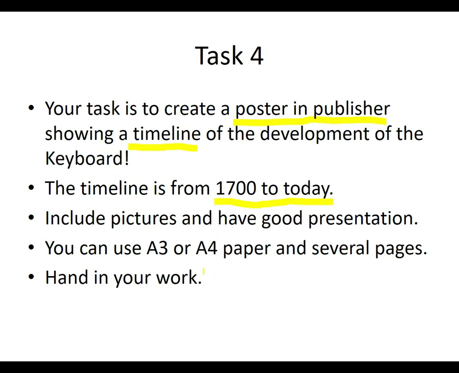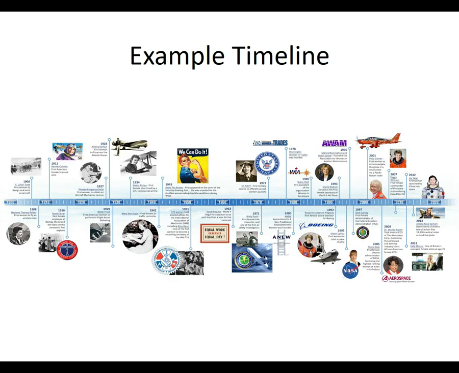You need to hand in your work. So when you're using Publisher, you're actually choosing a piece of paper, okay? But we're not going to print this. We're going to hand it in electronically, okay? I'm going to show you a little bit of what it's going to look like. So here we go. Here's an example timeline. It looks like a timeline of flight, going from 1906 through to 2020. We've got an astronaut there, and varying events happening along the way.